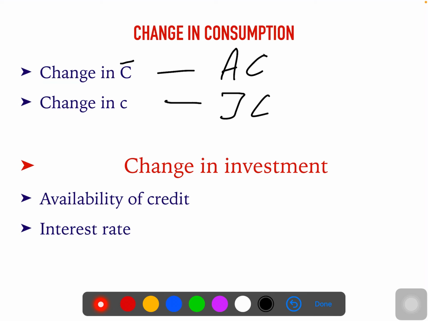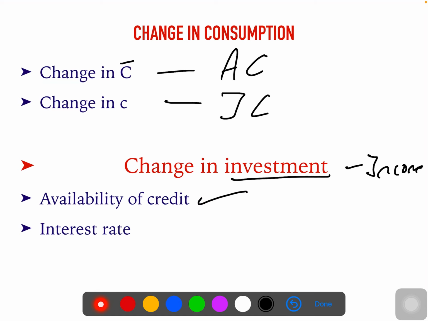The next one: why is investment going to change? Investment doesn't change only because of income. Other factors influence the investment. The first thing which influences investment is availability of credit. How much credit is available, whether credit is available or not. If credit is available very easily, that means investment is going to increase. If credit is not available, the investment will be less.